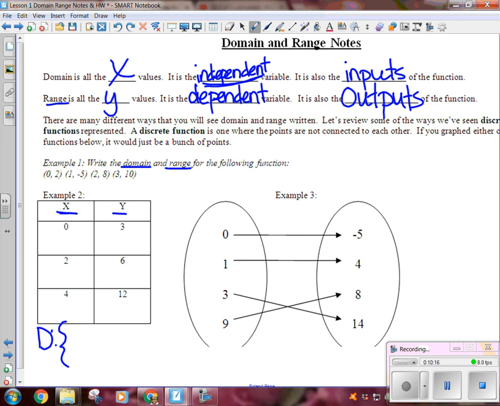This is my X, this is my Y. So that means X is 0, Y is 3. If I make a list of the domain, 0 is in my domain, not the 3. 2 is in my domain, not the 6. 4 is in my domain, not the 12. So that is my domain.